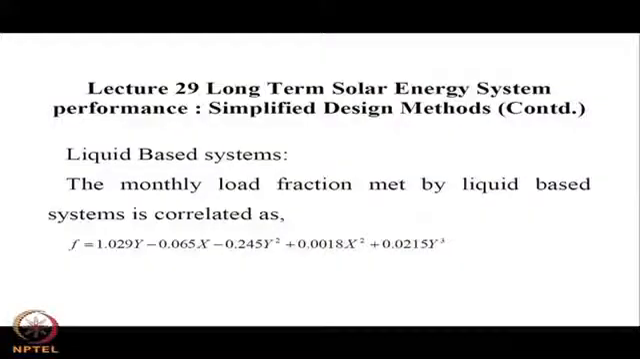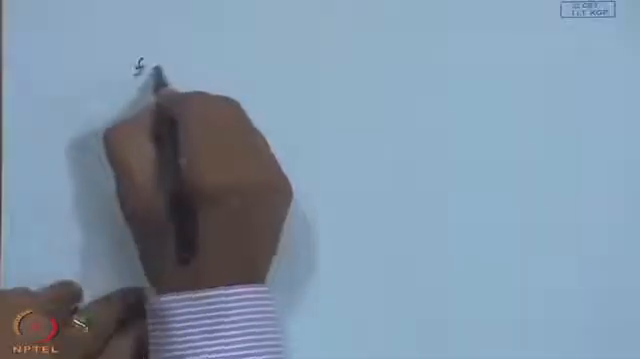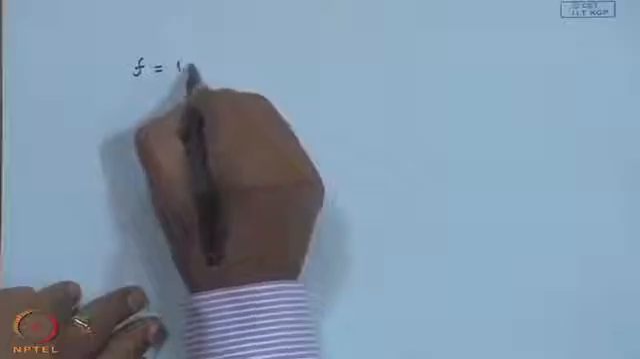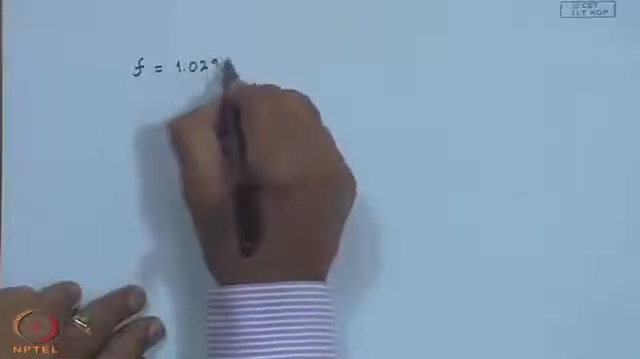Similarly, if the collector is liquid based, in general it is water, but sometimes antifreeze solutions are added, and even high thermal capacity fluids and some oils are also being used. This correlation is valid for liquid based systems. The methodology of developing the correlation is the same. A large number of simulations have been conducted for different locations and a good range of parameters, and the monthly solar load fraction for liquid based collectors has been related to y and x as follows.